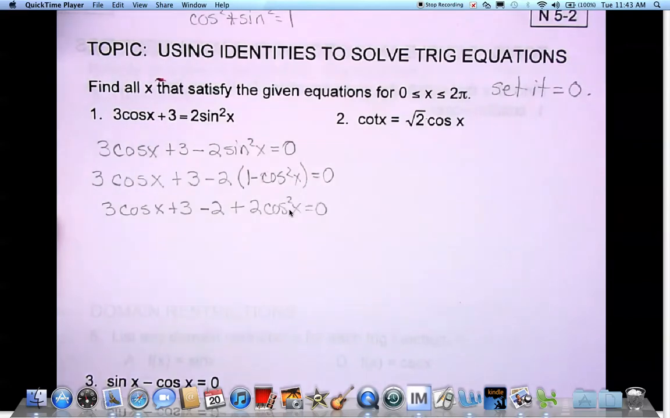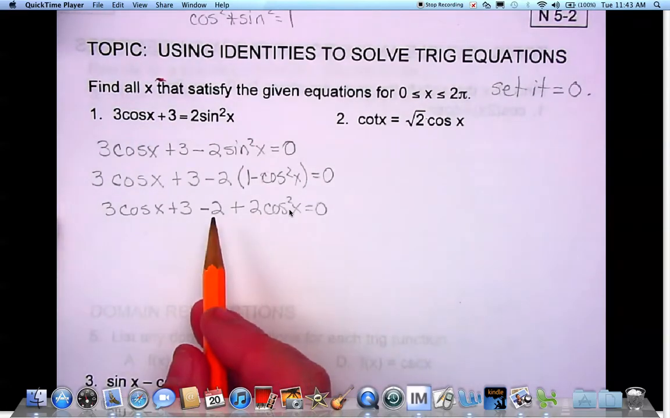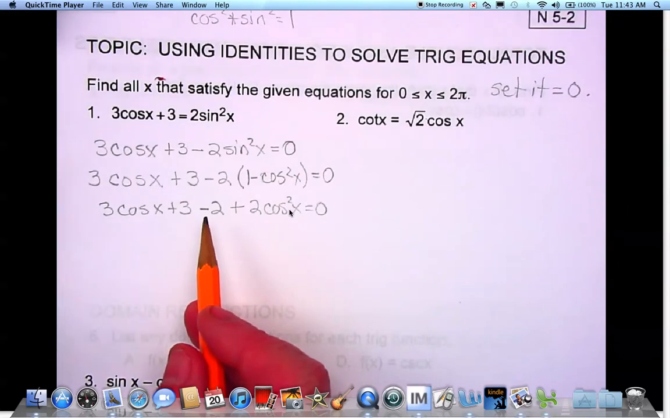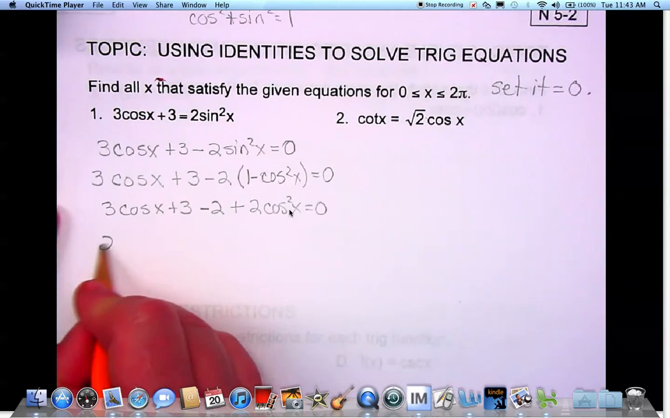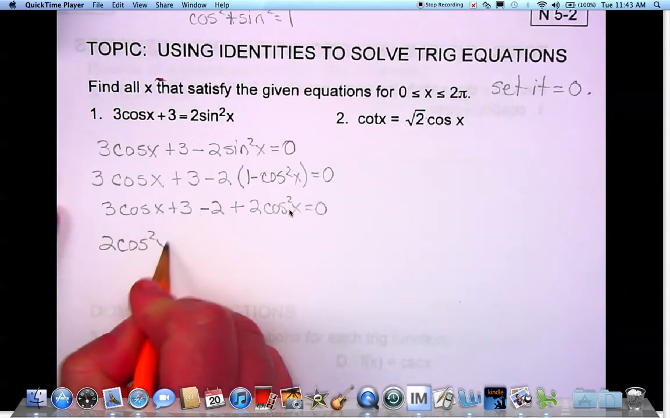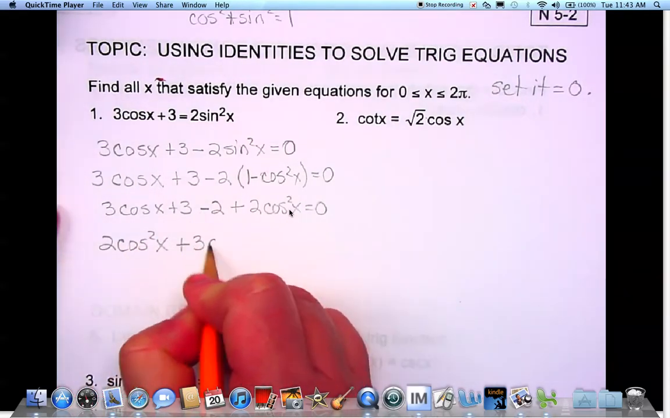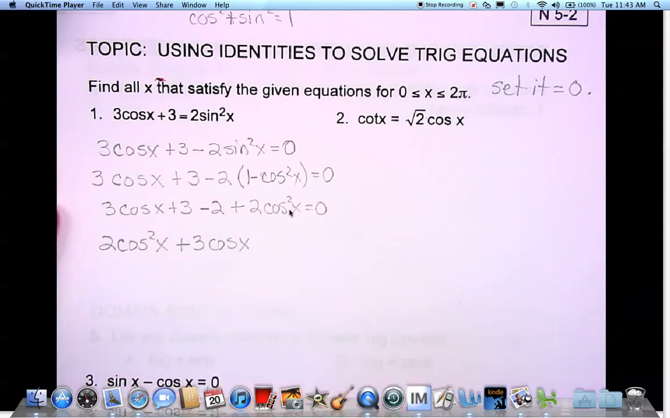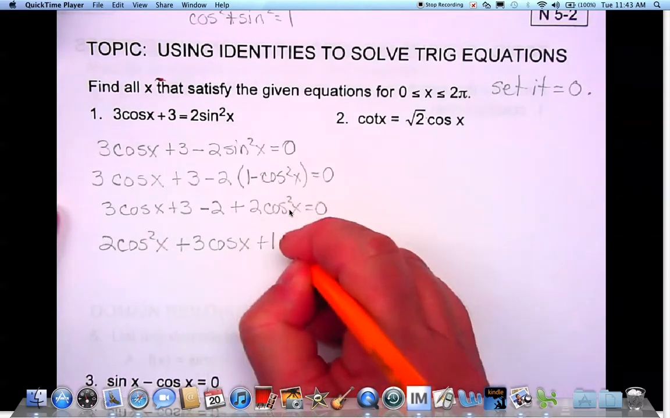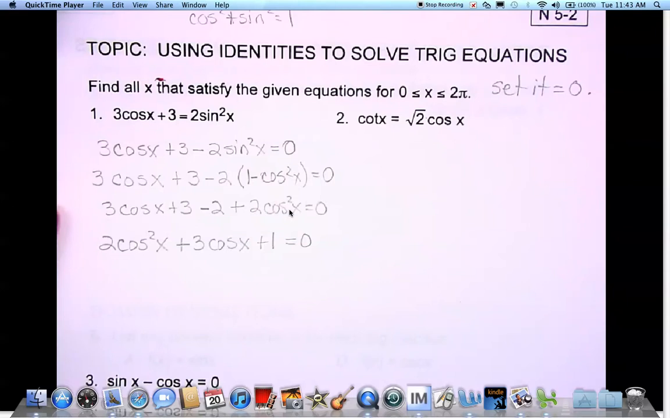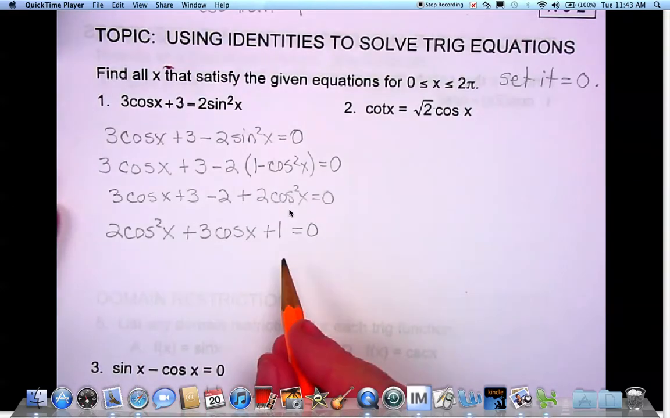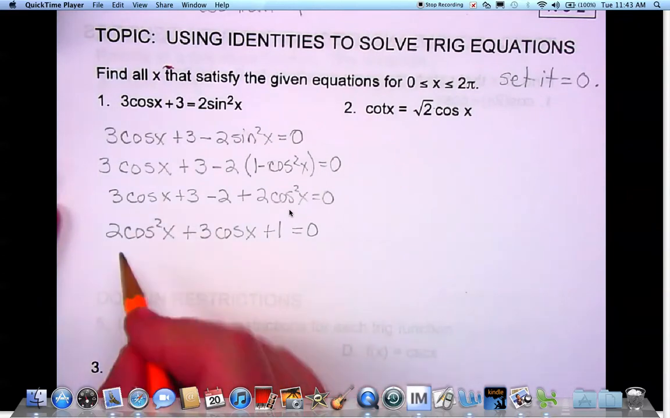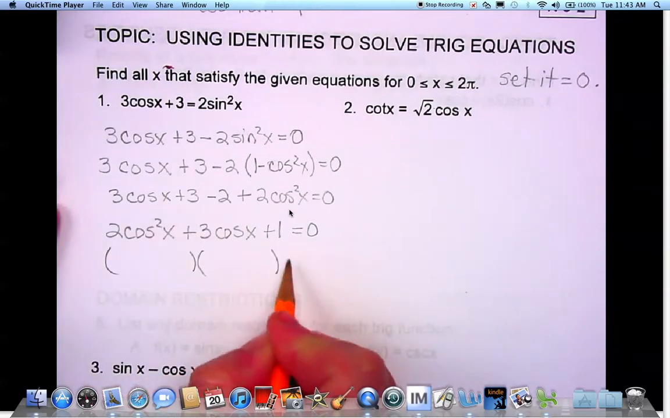Then we can combine the 3 and the negative 2, right? What would that be? 1. And then let's put it in an order where we can factor it. Put your squared part first: 2 cosine squared x, then 3 cosine x, and then plus 1. Is everybody okay up to this point? Yes. Now we can factor this into 2 parentheses, just like we did yesterday.